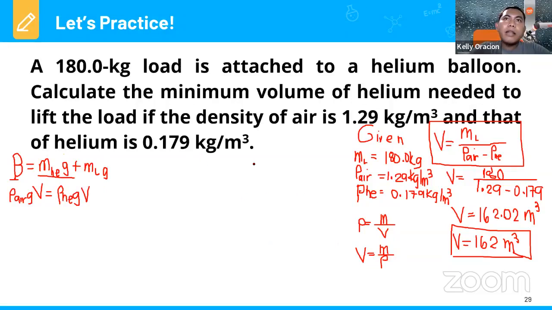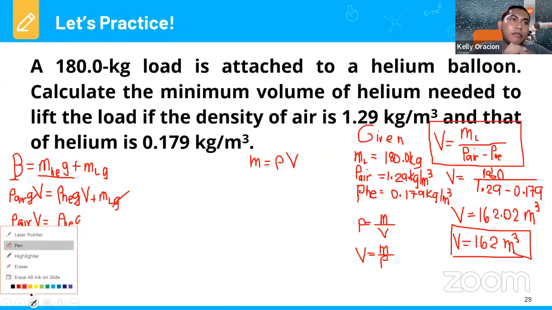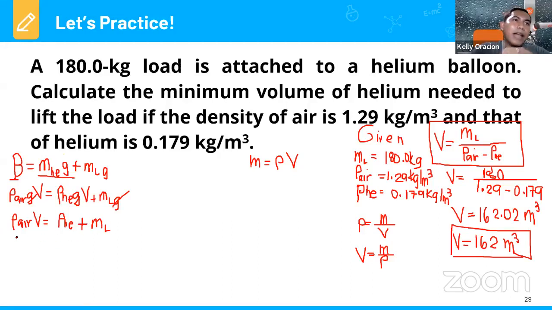Where does that come from? Take note, mass is density times volume. Again, mass is density times volume. Plus this one, the mass of the load times acceleration due to gravity. Now, g cancels. What's left is the density of the air times volume is equal to the density of the helium times volume, no more g, plus the mass of the load. Combining like terms, you have the density of the air times volume minus the density of the helium times volume is equal to the mass of the load, the given object.